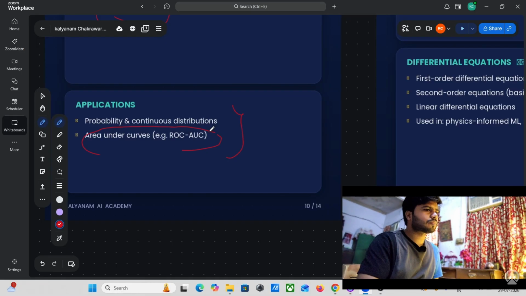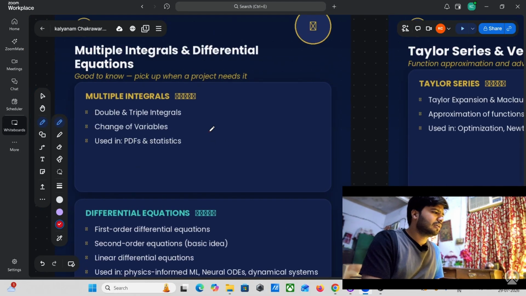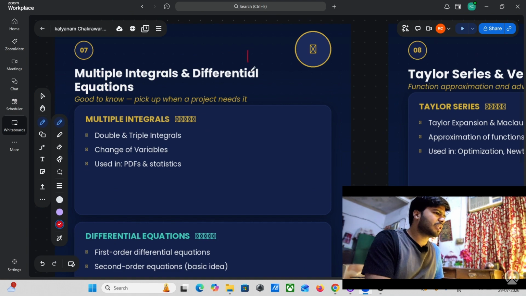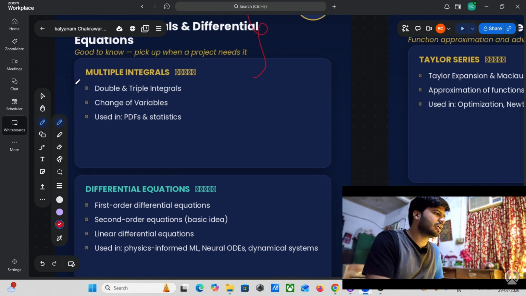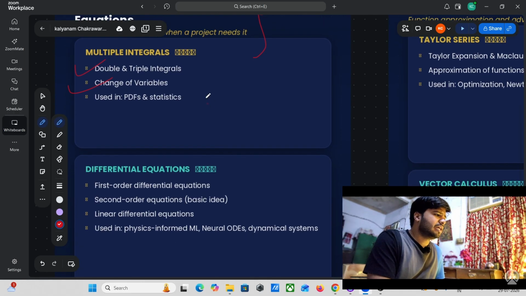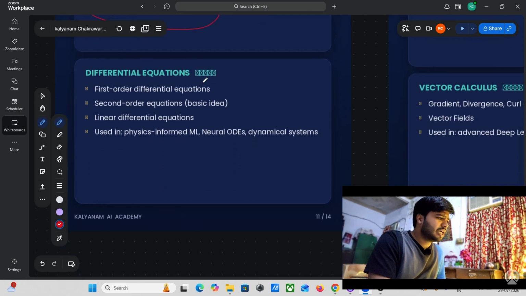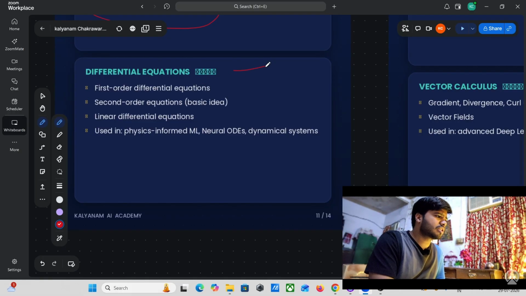And in multiple integrals and differential equations, you will learn double and triple integrals, change of variables, used in PDF and statistics. And also differential equations: first order differential equations and second order equations. A basic idea you need to learn.